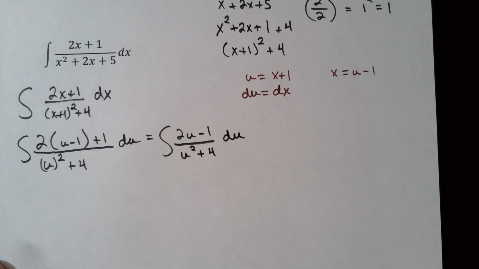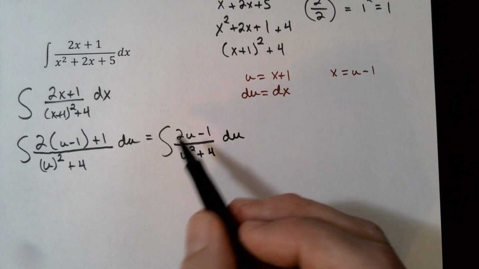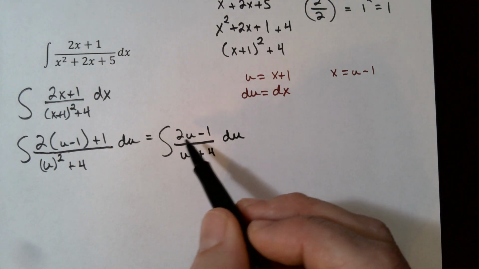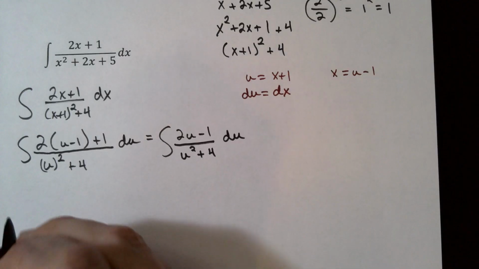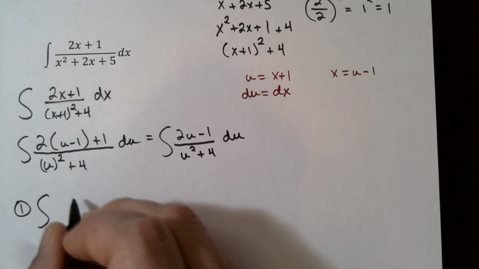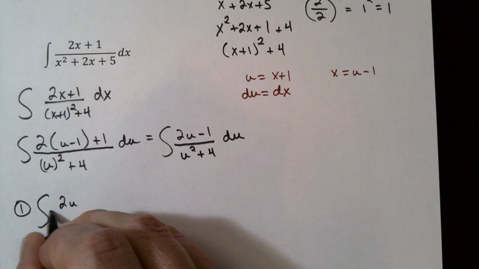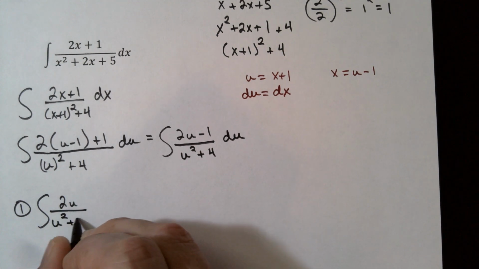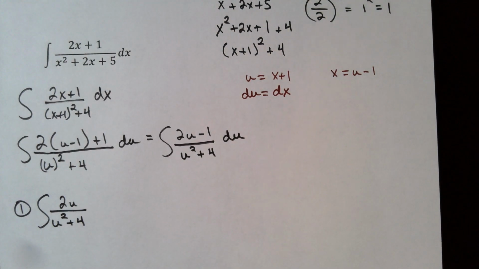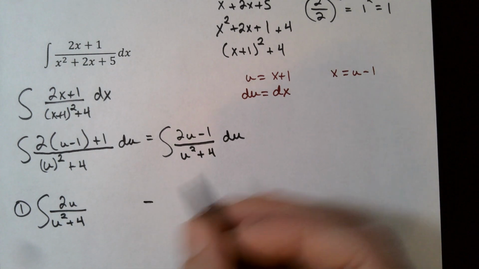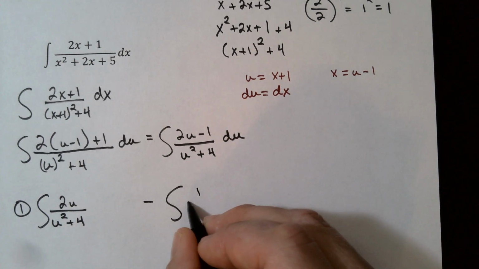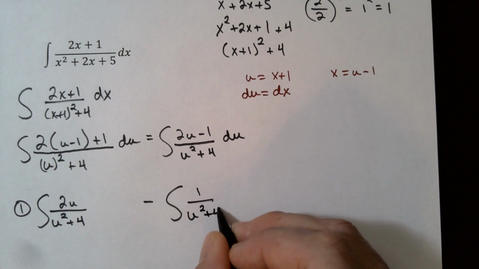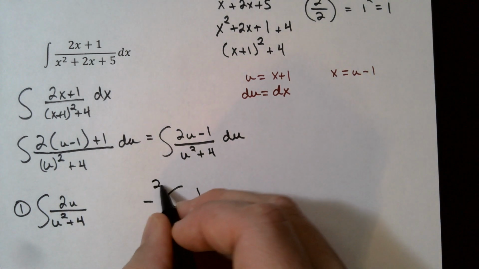Okay, so what I'm going to do now is split this up into 2 separate problems. I'm going to split this fraction up. The first one's going to have 2u as the numerator. The second fraction is going to have a minus 1 as the numerator. So integral number 1 is going to be 2u divided by u squared plus 4. And then minus, the minus comes from this minus 1 right here, the integral of 1 over (u squared plus 4). This will be integral number 2.